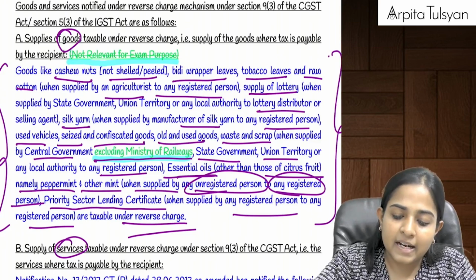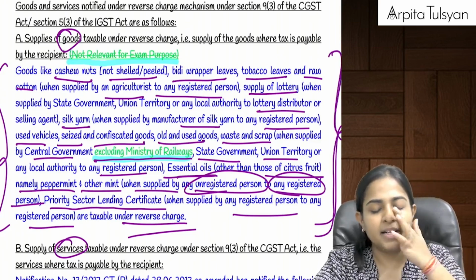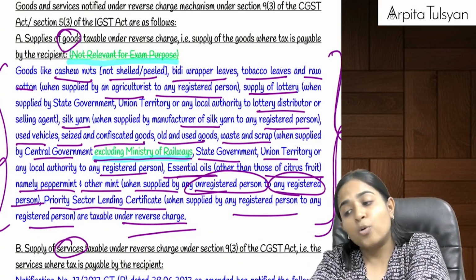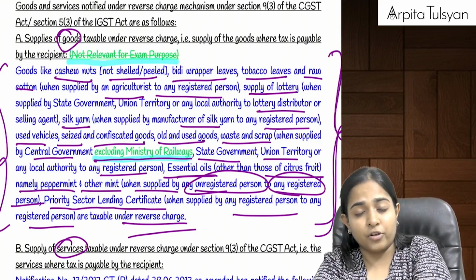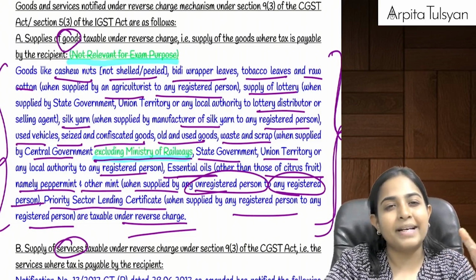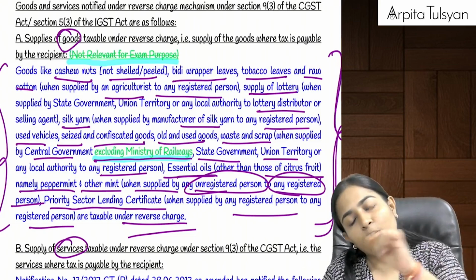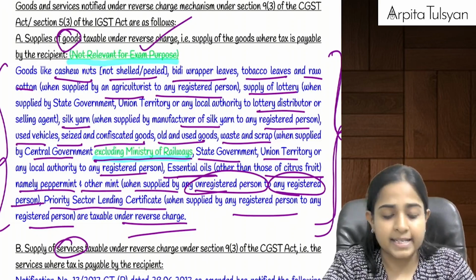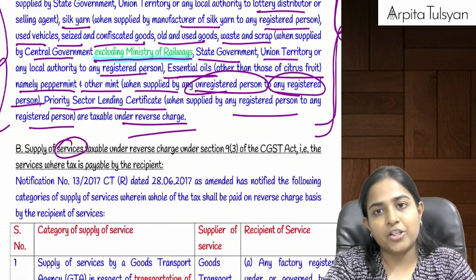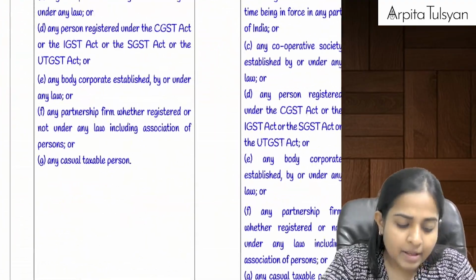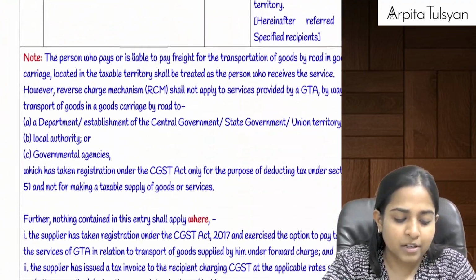Okay, so these are the cases generally when it is supplied by manufacturer or whenever it is supplied by a registered person to another, when it is supplied by government or by the manufacturer, etc., to any registered person. At that time generally they have included all the cases which are coming under reverse charge mechanism. Are you clear till here? Yes. Okay. Now from here, your services part started.